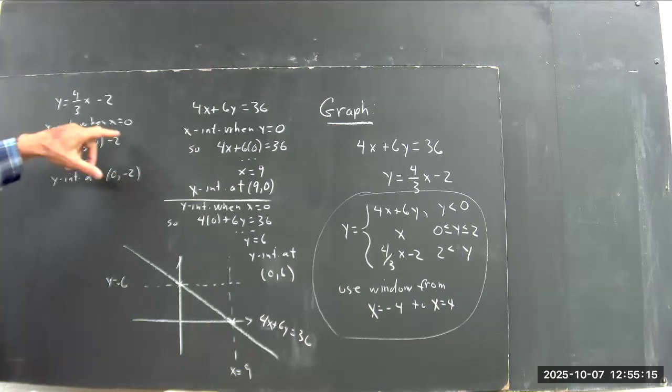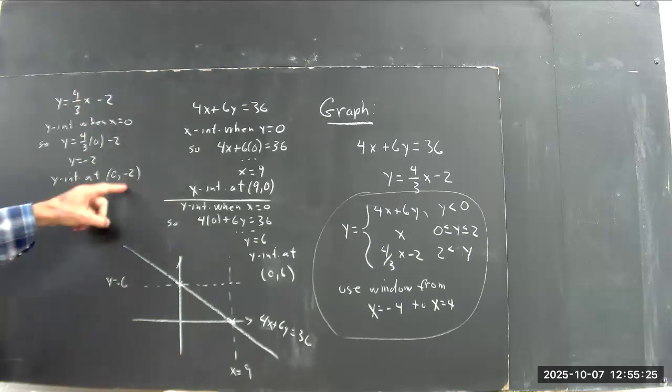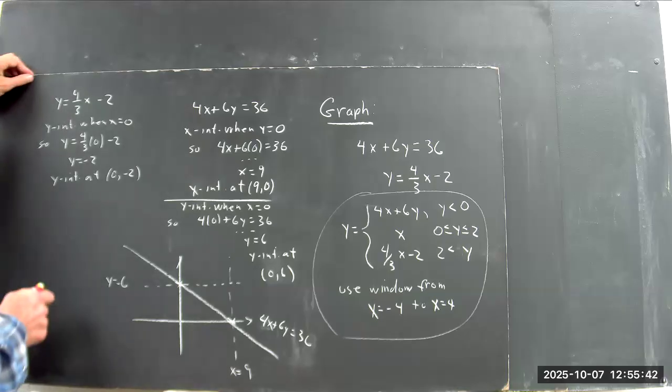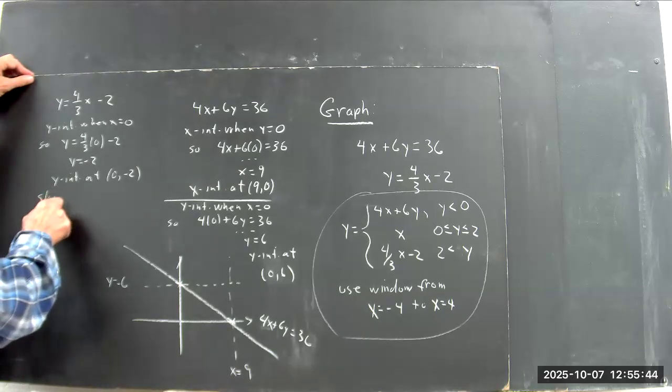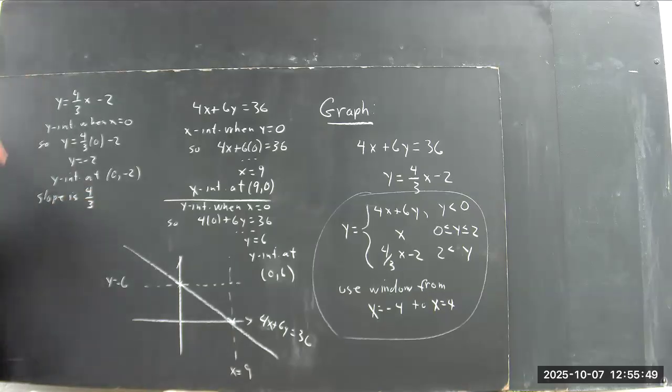This one, the y-intercept occurs when x equals 0. Let x equals 0, you get y equals -2. You can also identify this as slope-intercept form, mx plus b, and b is your y-intercept, okay? So you just say, well, b is -2, there's a y-intercept. Or you could say, let x equal 0, okay, it's -2. It's as easy one way as the other. You should see it both ways. Okay, so the y-intercept's at 0, -2, and the slope is 4/3.